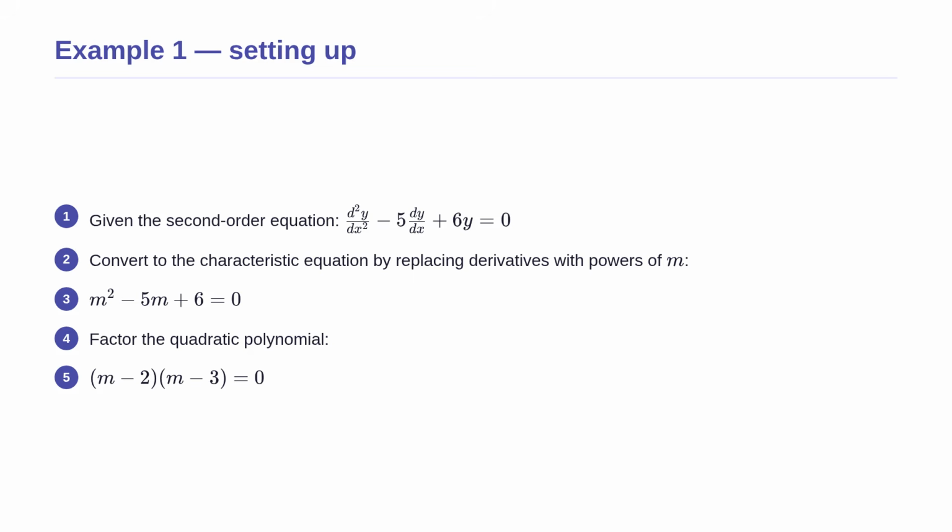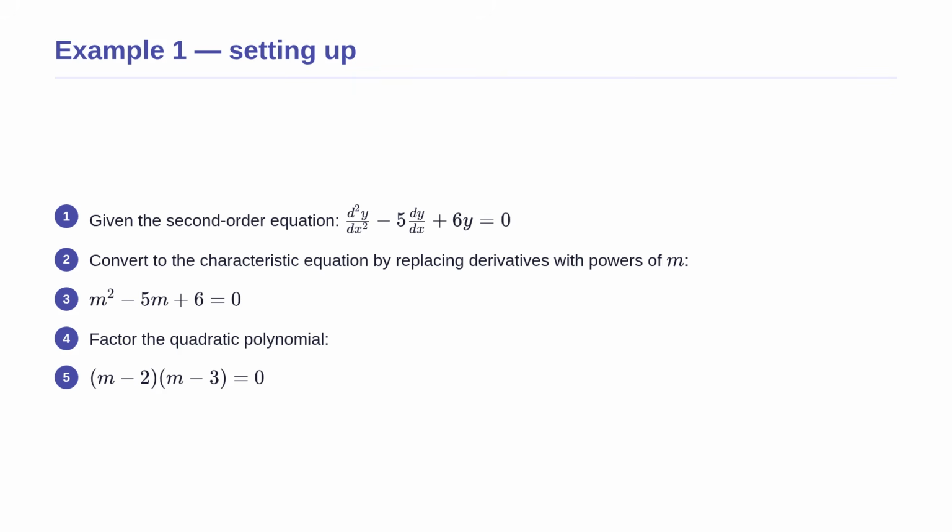Before we move on, let us see this with a concrete example. We are given a second-order differential equation where the second derivative minus 5 times the first derivative plus 6 times the original function equals 0. Our goal is to find the unknown function y. Why do we use our new method? Because it is a linear equation with constant coefficients.